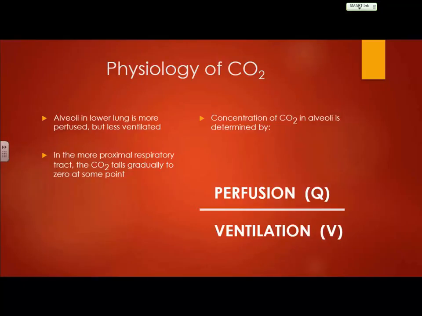The alveoli in the lower lung are more perfused but less ventilated. So if you think of the very low portions of your lungs, why would they be more perfused? They're going to sit there longer. Right, so they're closer to the pulmonary vasculature, where we have the main pulmonary vasculature. Now, of course, you've got your arterioles and your capillaries that go up and wrap around everything there, but they're closer to the main pulmonary vasculature. They also sit a little bit longer.